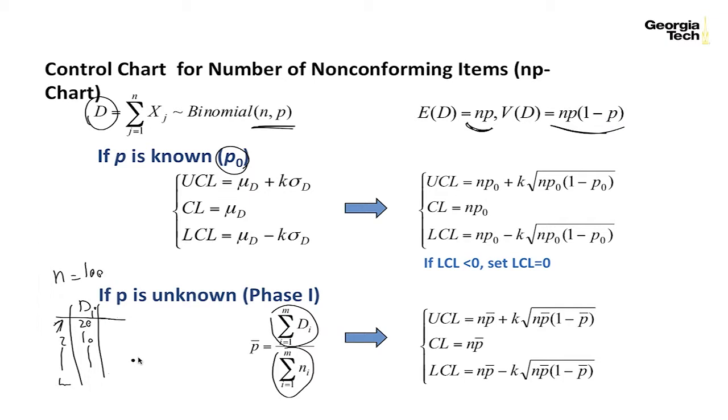And then here we can find P bar as the summation of di divided by the total number of samples that we have, which is m times n when n is fixed. So the summation of ni can be replaced by m times n, number of samples times sample size. After finding P bar, we can just replace P0 with this P bar and get LCL, UCL, and CL.